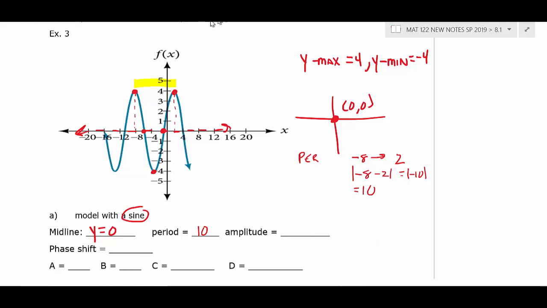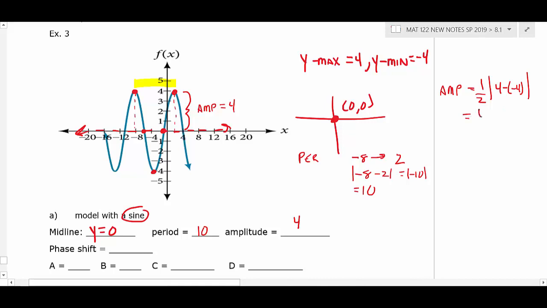Okay, and then the amplitude. Now, the easiest way to me to get the amplitude is just look at the midline and the maximum, or you can use that formula. So your amplitude is going to be 4, because it's half the distance from the max to the min. Or again, if you want to, you can do amp is 1/2 the max, which is 4, minus the min. So that's 1/2 of 8, so that's equal to 4. So you can do that either way. All right, so we got the period, from crest to crest is the way I look at that.